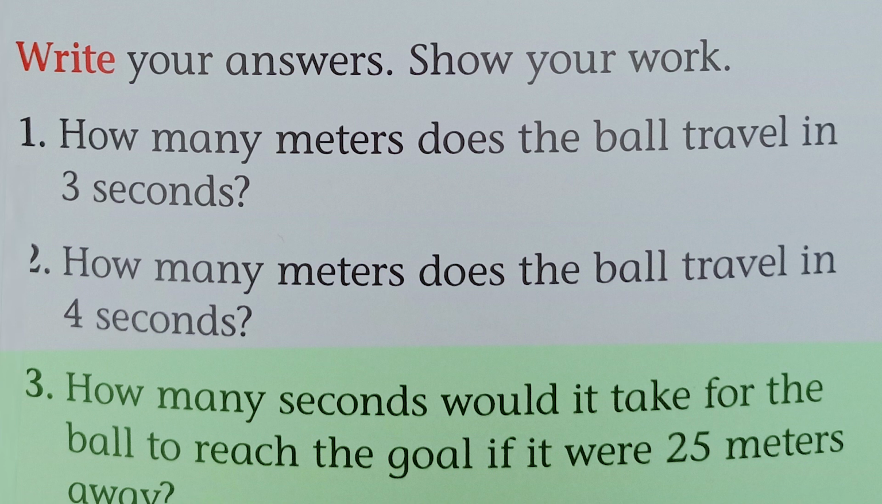Number 3. How many seconds would it take for the ball to reach the goal if it were 25 meters away? Okay, this question is also easy, just a little bit different. So the ball travels 5 meters per second, and we know the distance. Now we want to know the amount of time. Therefore, we take 25 meters and divide it by the speed, and that gives us 25 divided by 5, and that comes to 5. So the ball will take 5 seconds to travel 25 meters.